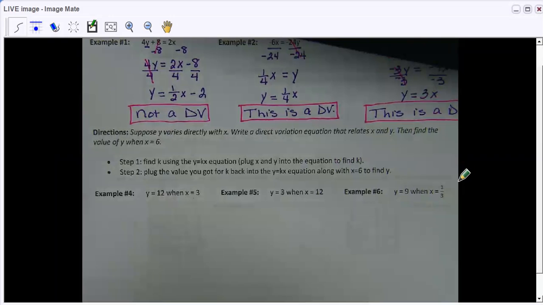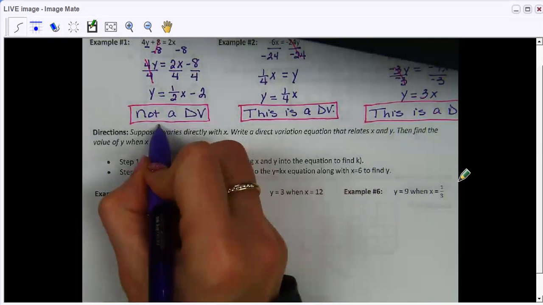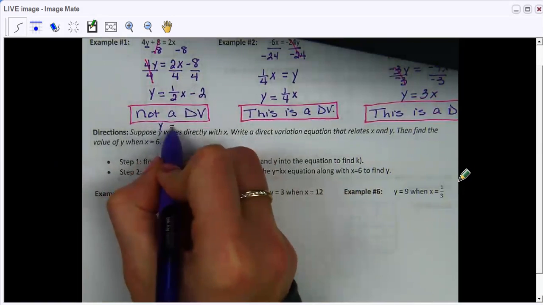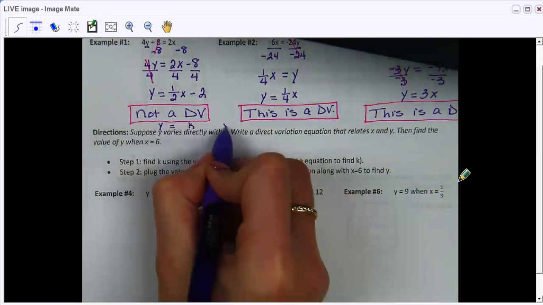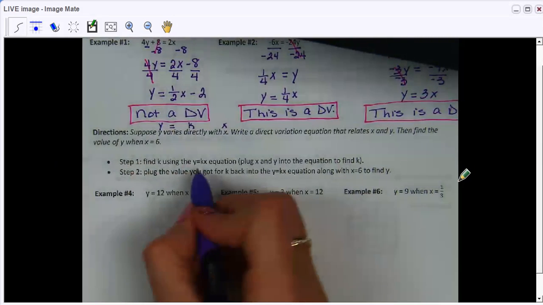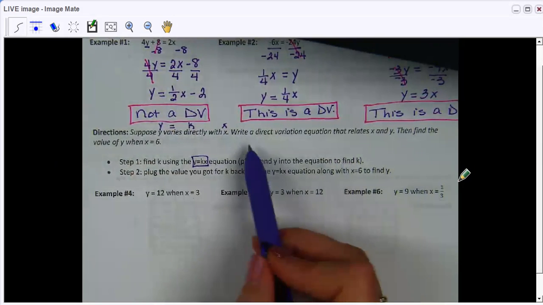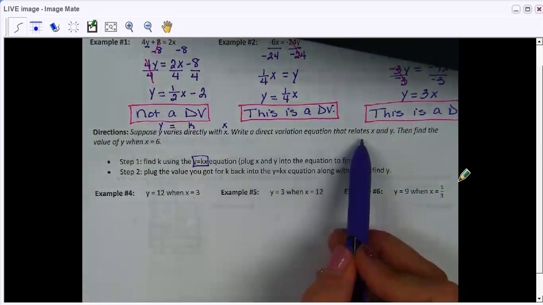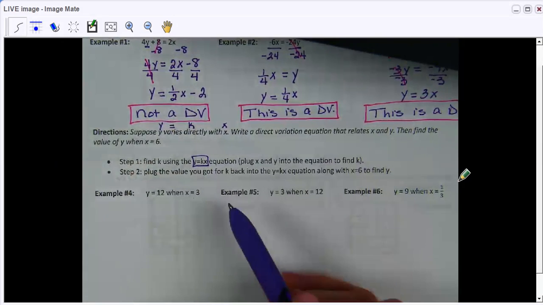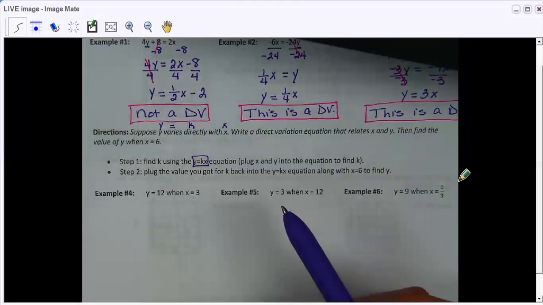Suppose, and I want you to look at how I do this. Suppose y varies directly with x. Remember I said y varies directly with x. So you have your equation there that you're going to be using, y equals kx, okay? They want you to write a direct variation equation that relates your two variables, x and y. Then they want you to do something else. Once you find that equation, they want you to solve for y when x is 6. Okay, so there's two things.